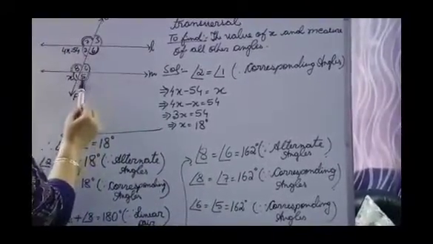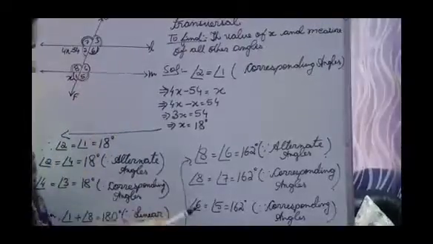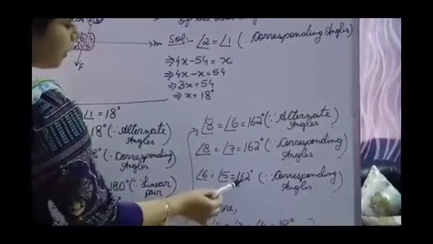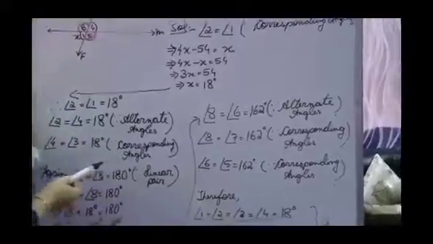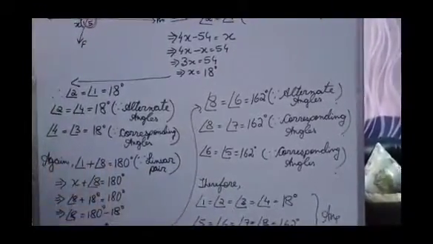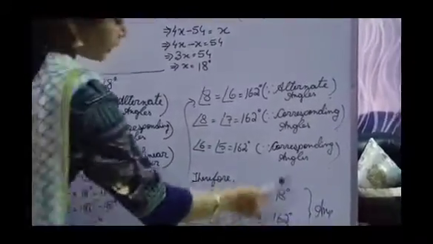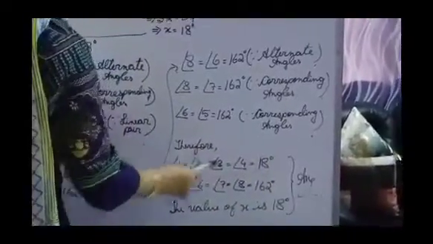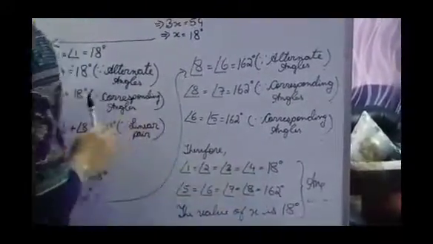They are also corresponding angles, one interior, one exterior. So angle 6 is equal to angle 5, which is equal to 162 degrees. Now see children, at the end we will just summarize everything nicely. Now we will bring the measurements of all the angles together.